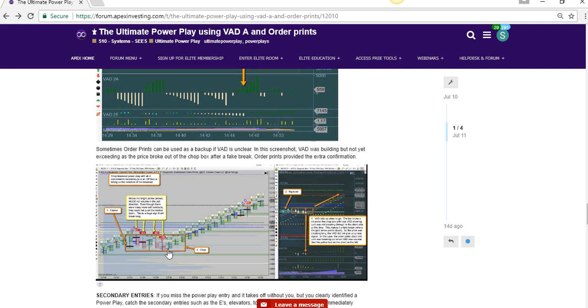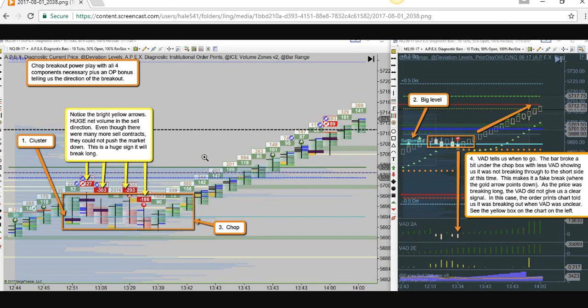Let's say VAD was building like we want it to, but VAD wasn't quite exceeding as the price broke out. Order prints can provide an extra confirmation. What do I mean by that? Let's take a look here.